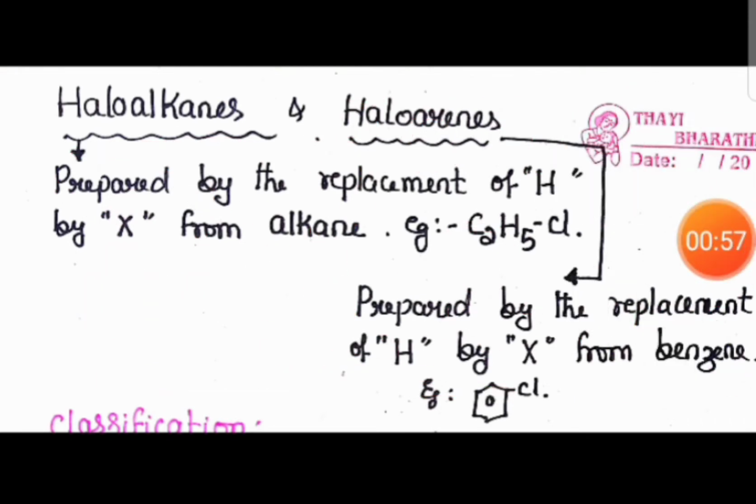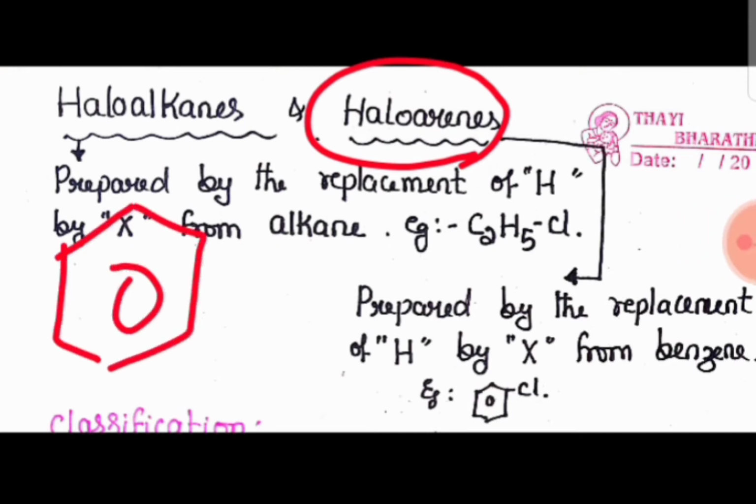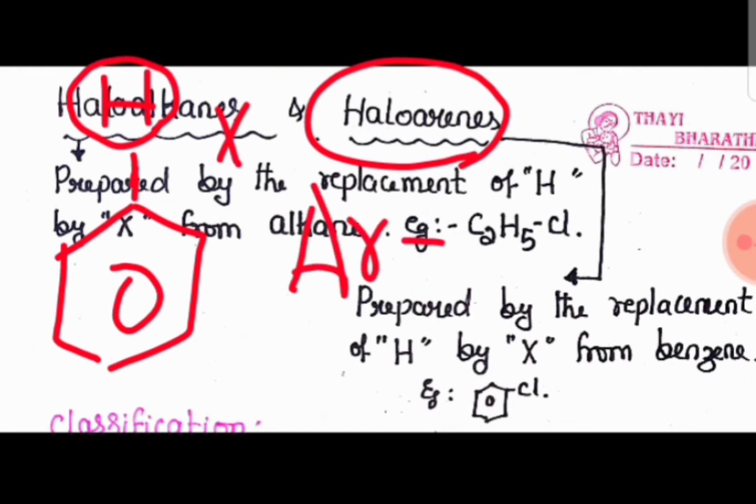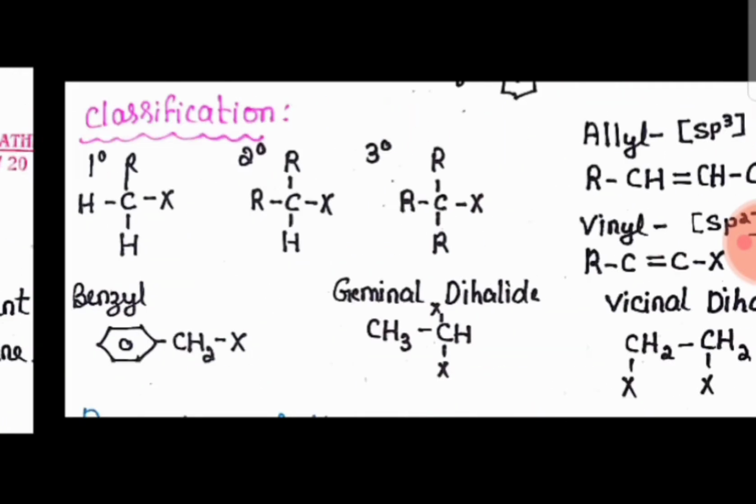Similarly, haloarenes means here from the aromatic benzene ring, the hydrogen atom is replaced by halogen X, that is represented by ArX, where Ar is the aromatic ring, that is benzene, X is a halogen. For example, chlorobenzene. So that is haloarene.